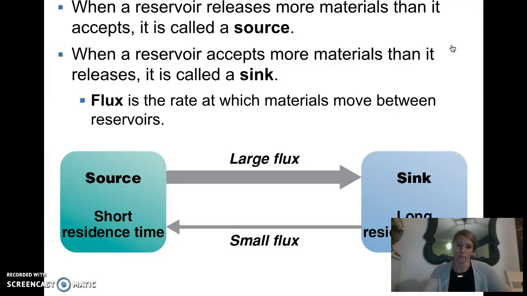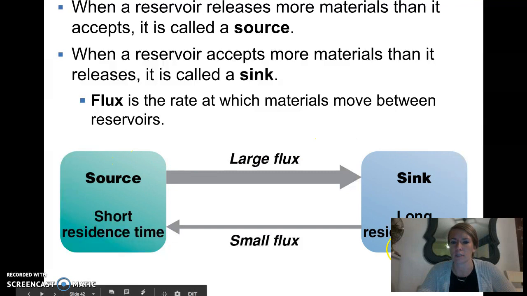And flux is the rate at which materials move between reservoirs. So if there's a large flux, then it would be going quickly from source to sink and staying there for a long residence time. And the sink is slowly releasing them at a small flux.